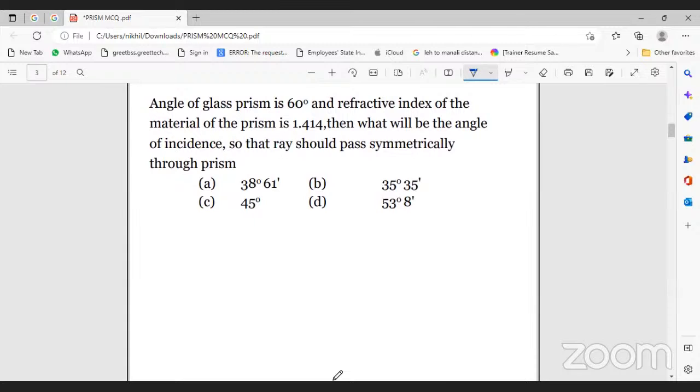Look at this. What is the angle of the prism?